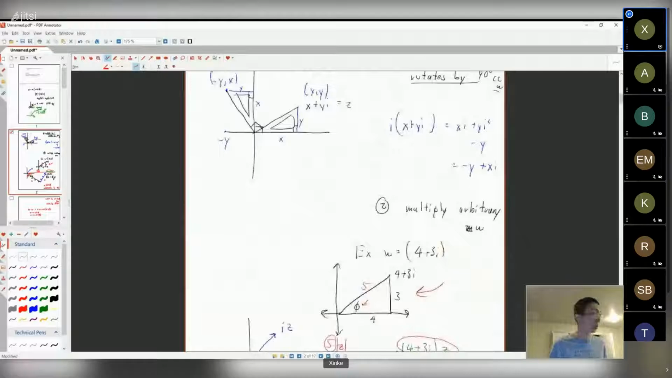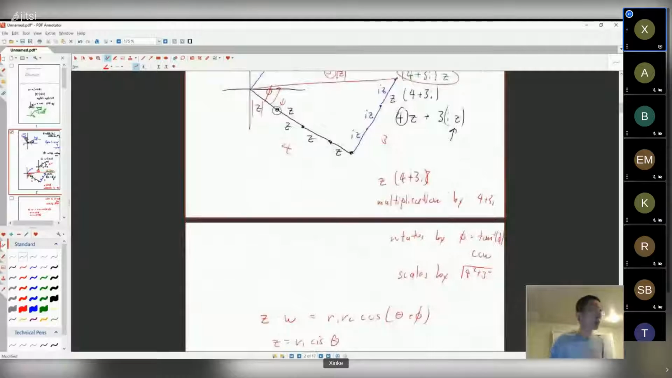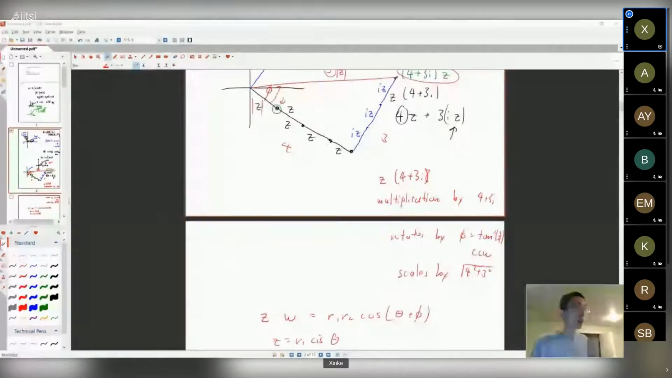Any questions on that? So this will be the main theorem for today. So this is the main theorem.